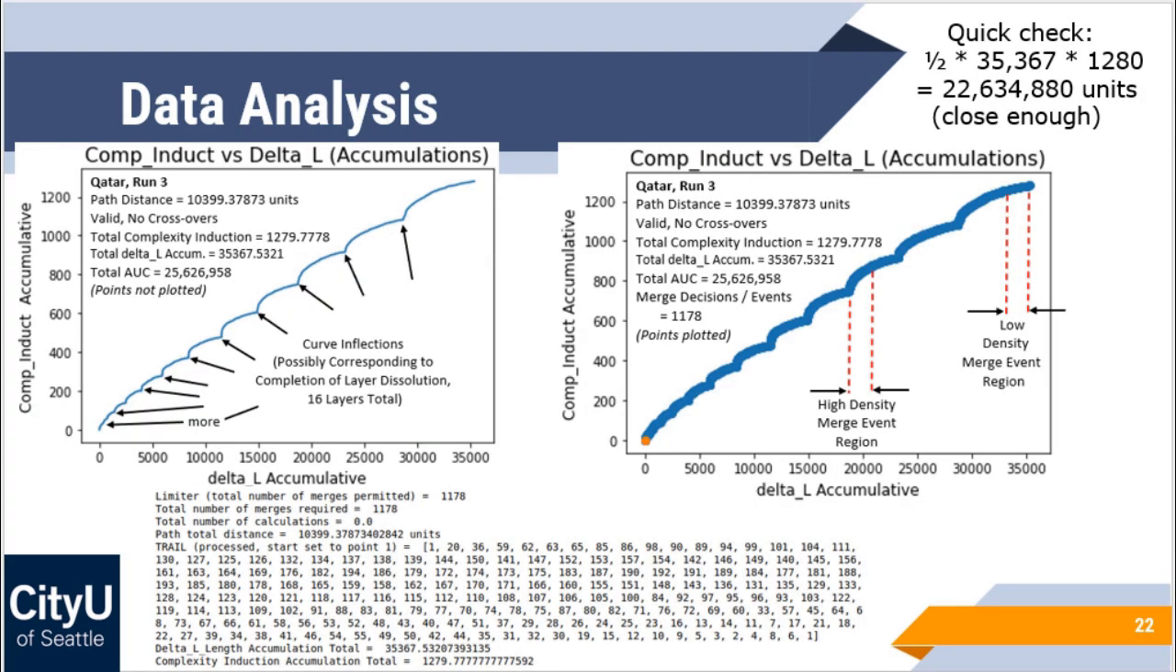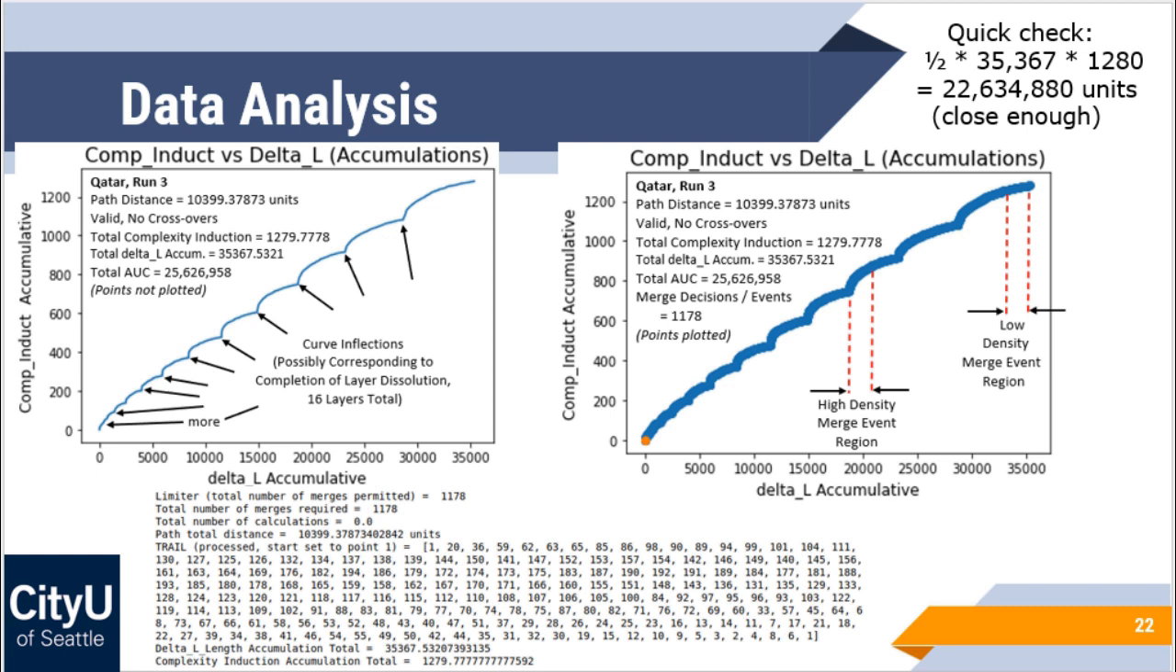Data analysis. Same plot, one with points, one without the points. Qatar run 3, the shortest path length. 1,178 merge events required for solution build. Total complexity induction of 1,280 units. Again, somewhere 10%, 15%, 20% higher.